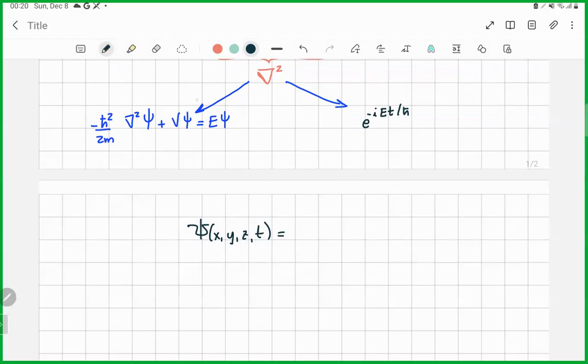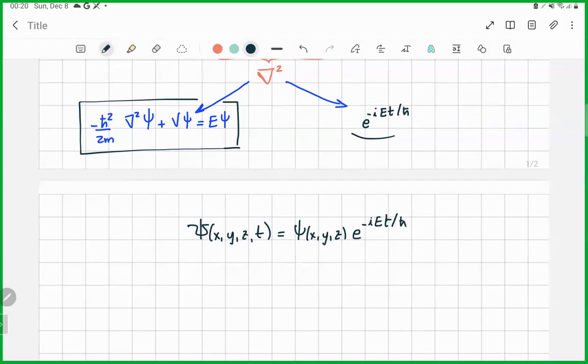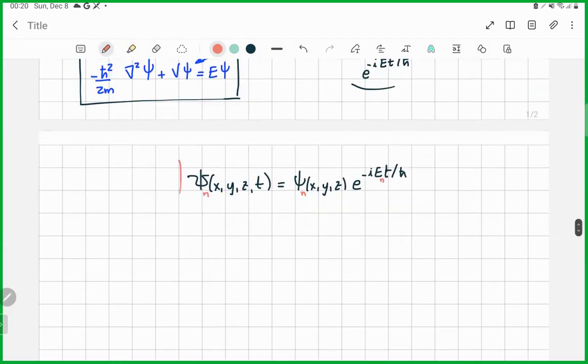The solution for this spatial part, which is the little psi, x, y, and z, and what we got here, the exponential that depends on time. Okay, and as we know, we have many solutions, right? So we put this index n. And so these are the stationary solutions. Very good. So this was the first splitting of the equation. Now we'll go to the next step.